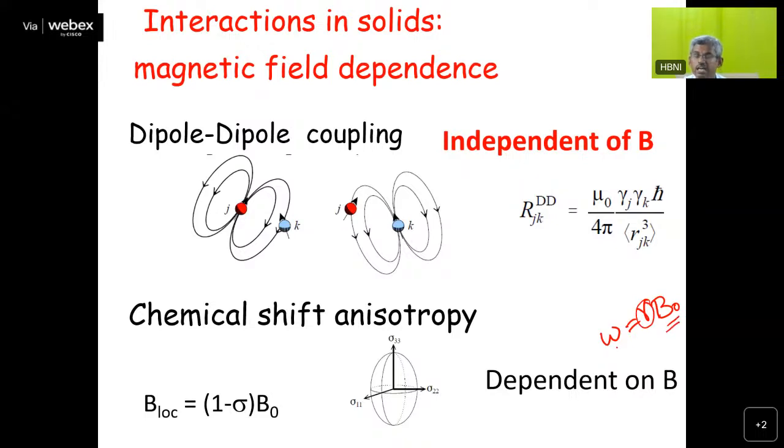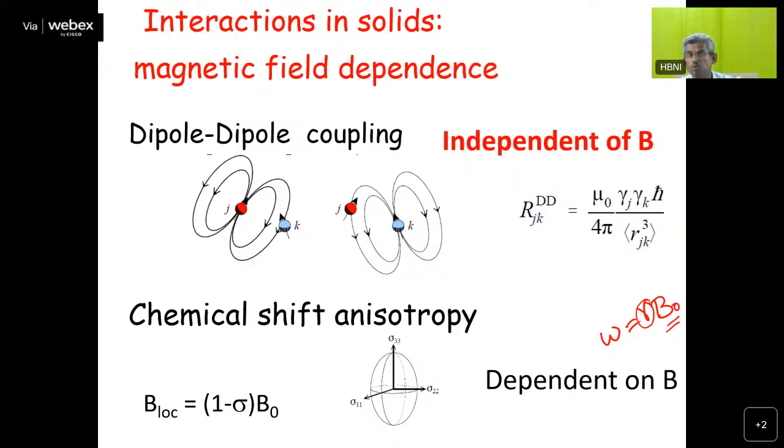Once omega is higher, for example, if you go for 300 megahertz and if you go for 500 megahertz, 300 will have a lower magnetic field of around 7.04 Tesla, and 500 megahertz will have a magnetic field of around 9 point something Tesla. So the magnetic field is different, so the chemical shift anisotropy also will be different. It increases with increase in magnetic field. So these are the two contrasts: dipole-dipole is independent of the magnetic field, whereas chemical shift anisotropy depends on the magnetic field.